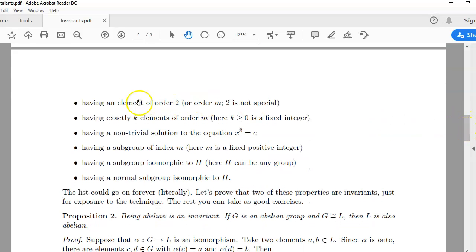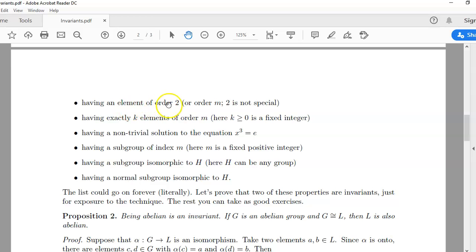There's lots more. Having an element of order 2 is an invariant. Right? So 2 is not special. You can also say having an element of order m is an invariant. So if your group has an element of order 2, but your other group does not have any elements of order 2, well then they can't be isomorphic. If your group G has an element of order 14, but L does not have any elements of order 14, and you can prove that, well then G and L cannot be isomorphic.